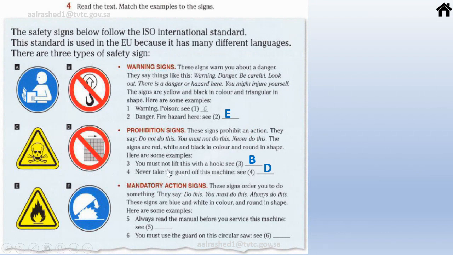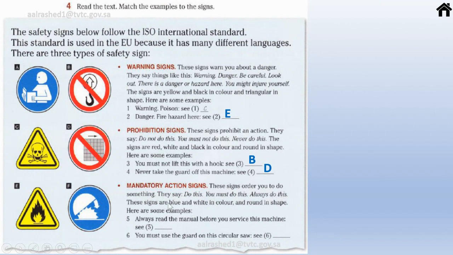So finally we ended up with the last section of signs. Mandatory action sign is the opposite of prohibition signs. They don't tell you to not do something. The opposite is mandatory action signs. It tells you the opposite: do something. Okay, let's try to read. These signs order you to do something. They say, do this. You must do this. Always do this.